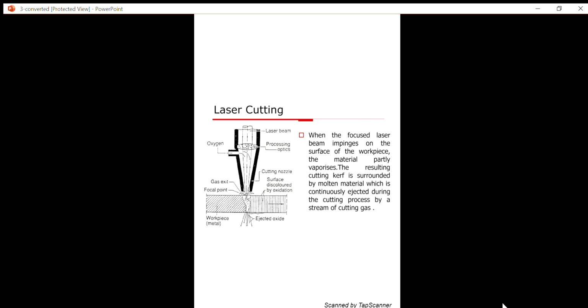Laser cutting. When the focused laser beam impinges on the surface of the workpiece, the material partly vaporizes. The resulting cutting kerf is surrounded by molten material, which is continuously ejected during the cutting process by a stream of cutting gas.